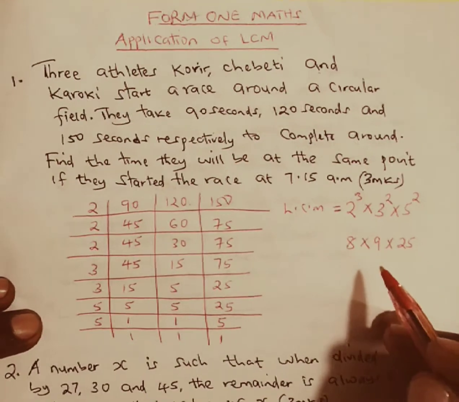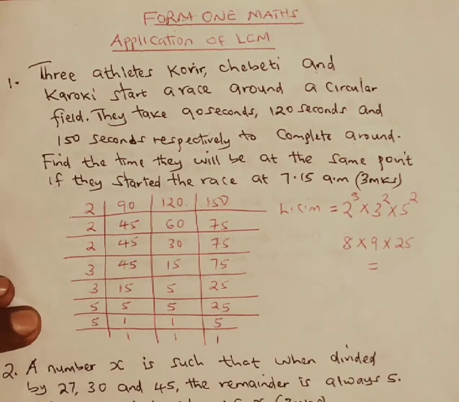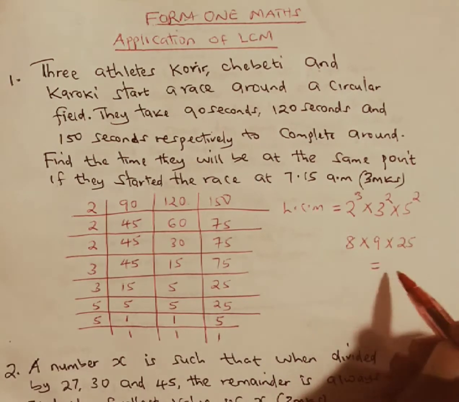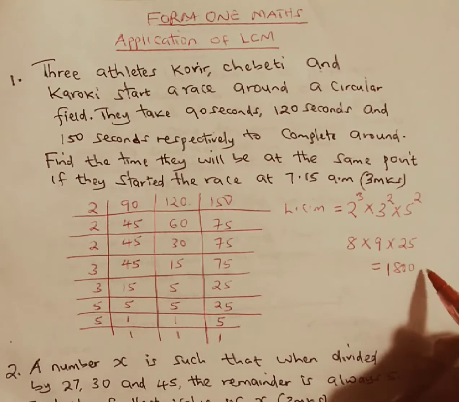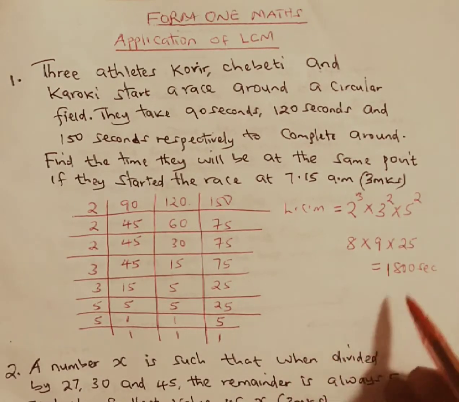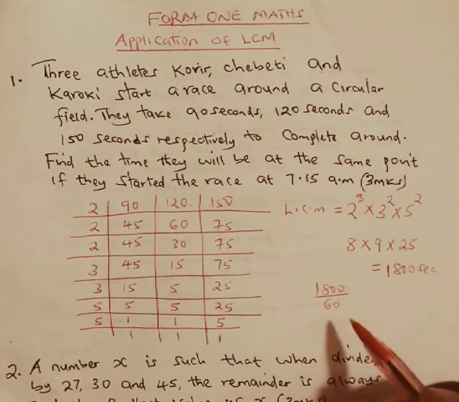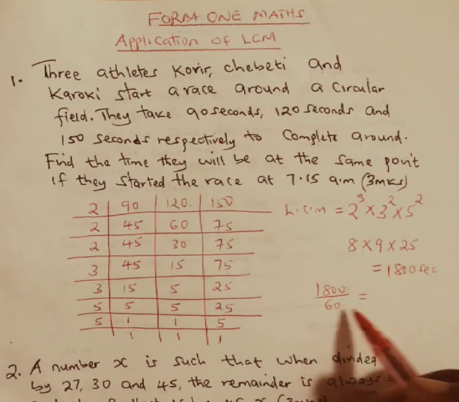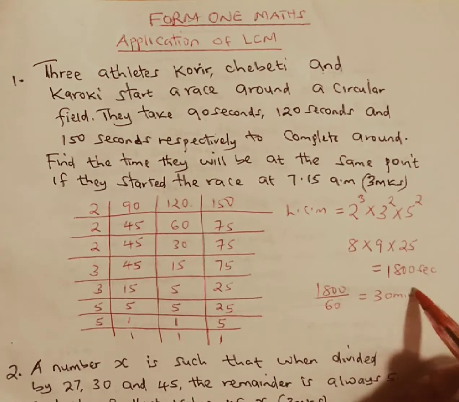If you take 8 times 9 times 25, this will give us 1800, and these are seconds. So we take the 1800 and divide by 60 to change it into minutes, and this gives us 30 minutes.